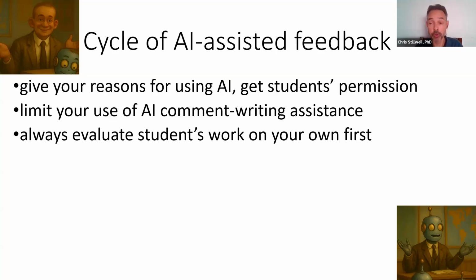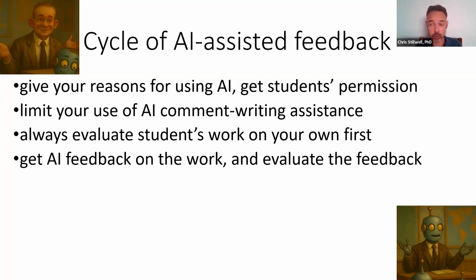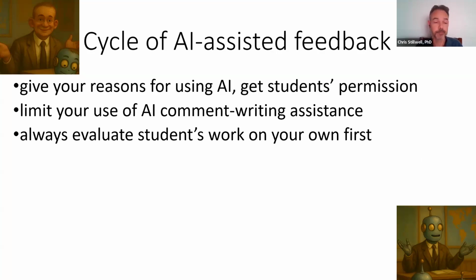Always evaluate the student's work on your own first, so that you've got your own ideas. You are the professional, you are the expert, you are the one teaching the class, not the AI. So you look at it, you get a sense of where they need work, and then get the AI feedback according to a good prompt or a good rubric, perhaps. And then you look at that feedback and evaluate what's good about it and where it is lacking. We have to watch out. Many times the AI feedback will focus on superficial things like grammar and spelling, and it might miss the deeper, higher order thinking that is so important to actual learning.